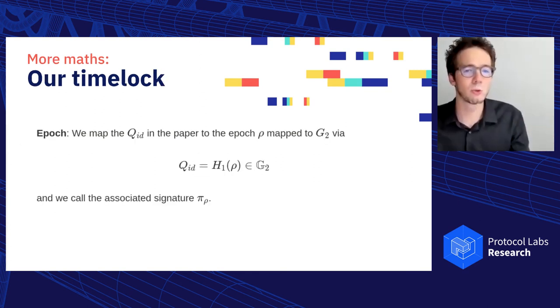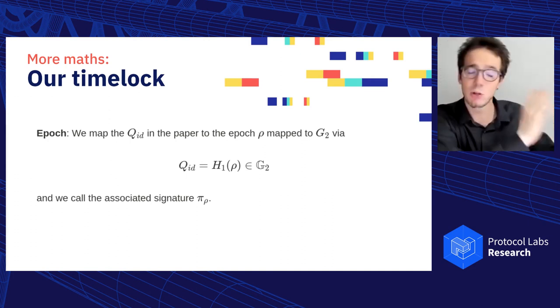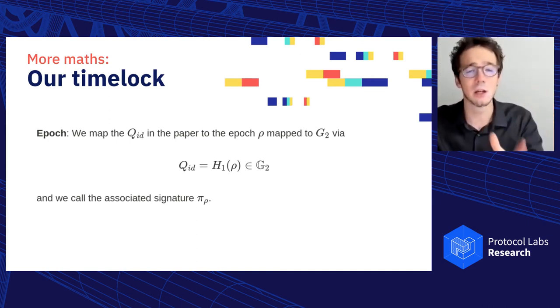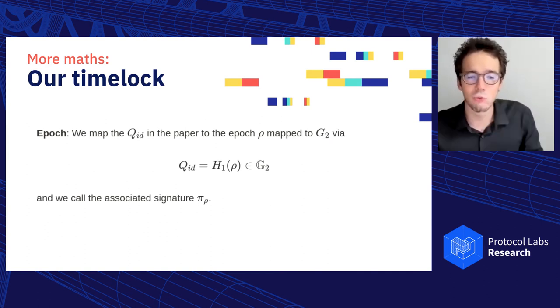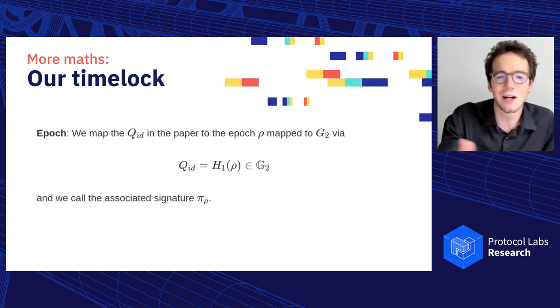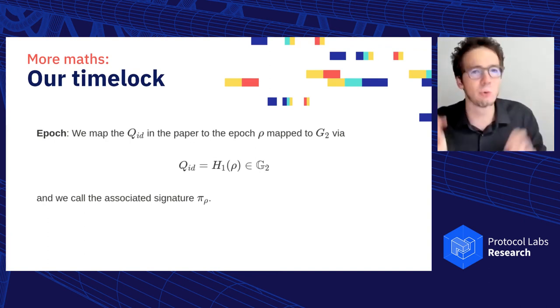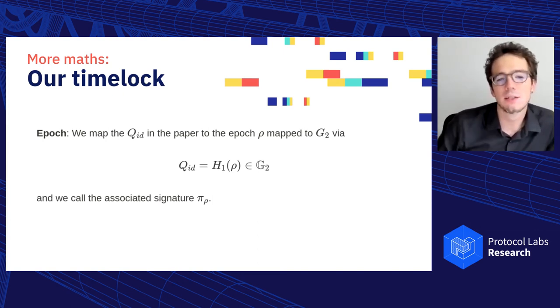To do time lock, what we'll do is basically we want to be able to map from the DRAND signatures to the IB encryption scheme. And to do that, we need to take QID, being the hash of the epoch. So the identity we're encrypting towards is basically the hash of the epoch.